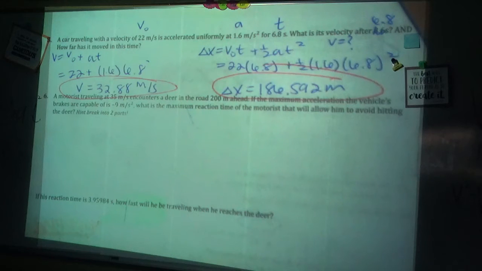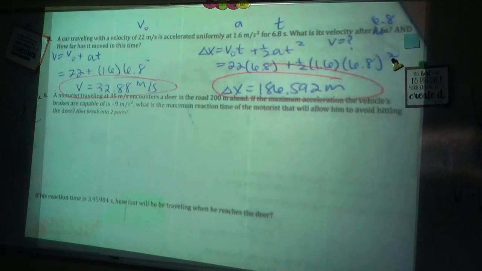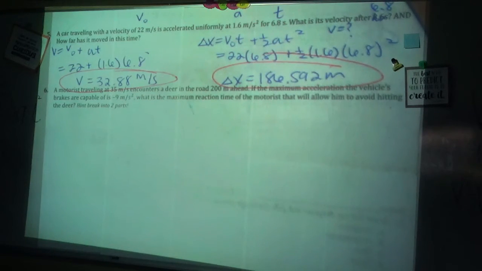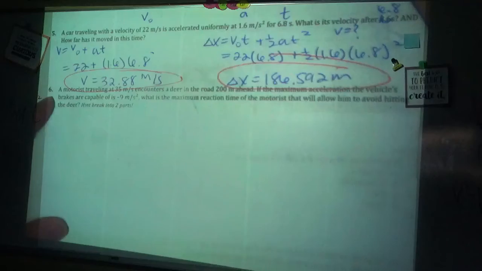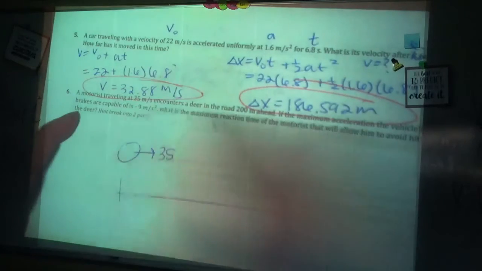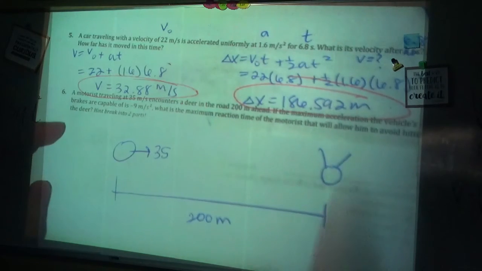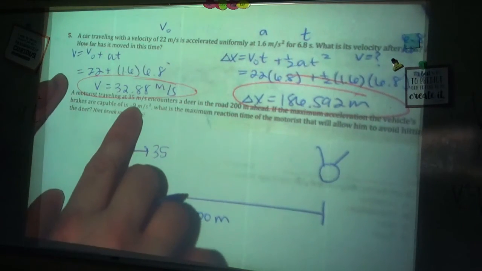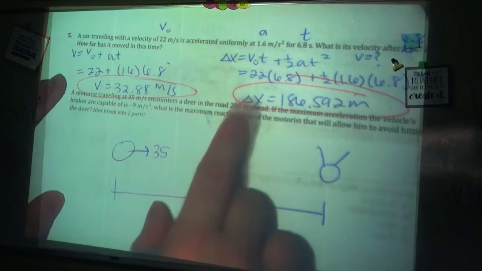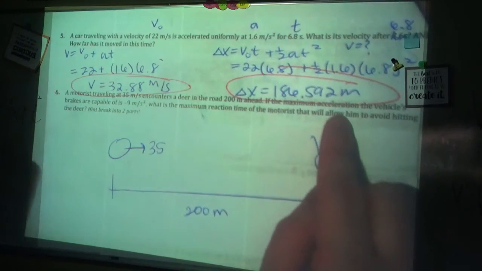Okay, number 6. A motorist is traveling at 35 meters per second and encounters a deer in the road 200 meters ahead. If the maximum acceleration that the brakes are capable of is negative 9 meters per second squared, what is the maximum reaction time of the motorist that will allow him to avoid hitting the deer? Okay, so it helps to draw a picture. You've got a motorist going at 35 meters per second, and there is a deer 200 meters away. The car has a deceleration of negative 9 meters per second squared. What is the maximum reaction time that he can have in order to avoid hitting the deer?